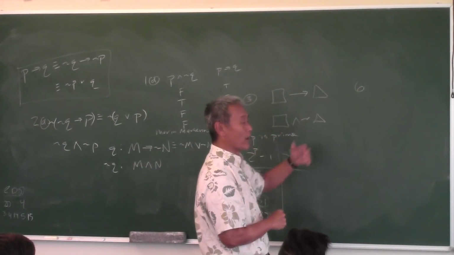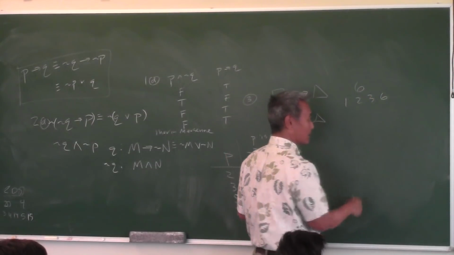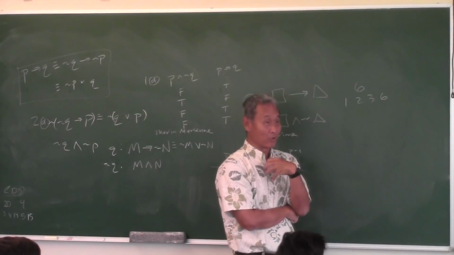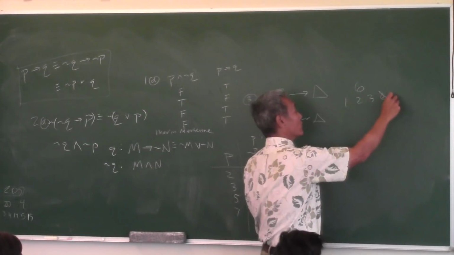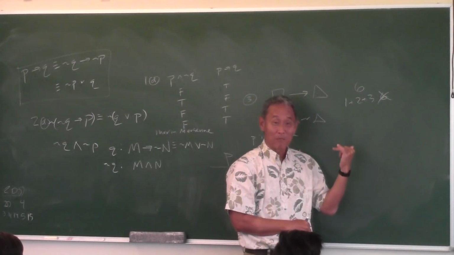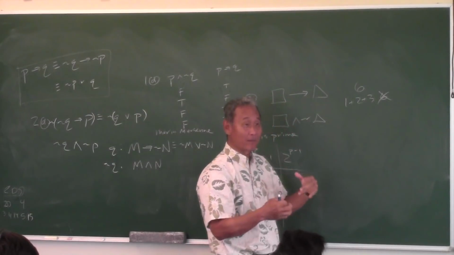That's because what are the divisors of 6? 1, 2, 3, 6. What are the proper divisors of 6? Proper means doesn't include itself. 1, 2, and 3, right? What happens when I add them together? You get 6. See, it comes out perfect. The proper divisors add up to itself. We called it a perfect number.